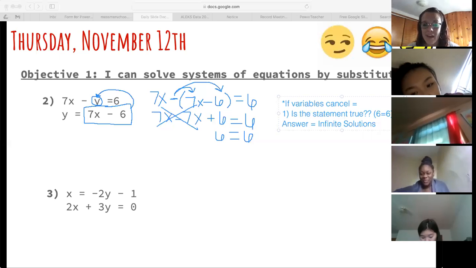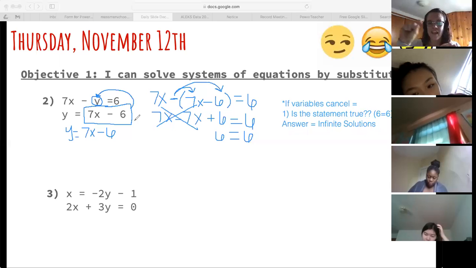I'm not sure if you remember what that means, but infinite solutions means that these are the exact same lines. If I were to solve for y up here, I would have gotten the same equation, y equals 7x minus 6. So what this means is that these lines are exactly the same. And so where do they intersect? They intersect everywhere. There's not just one point, they intersect at every single point possible.